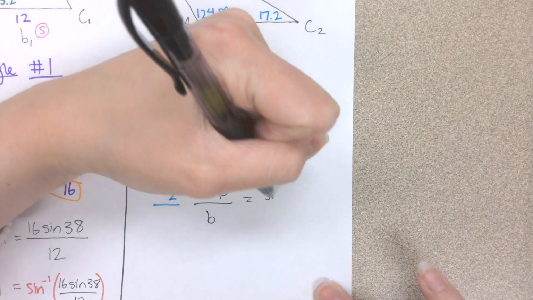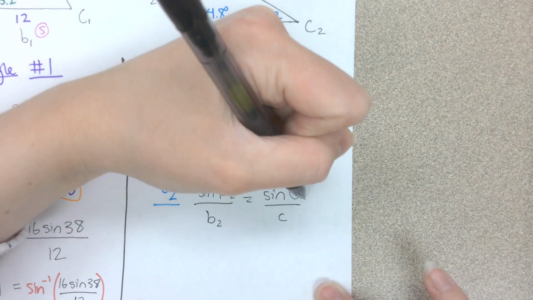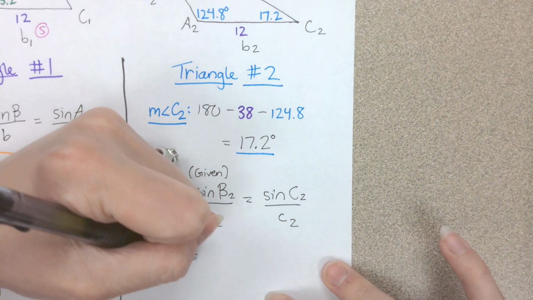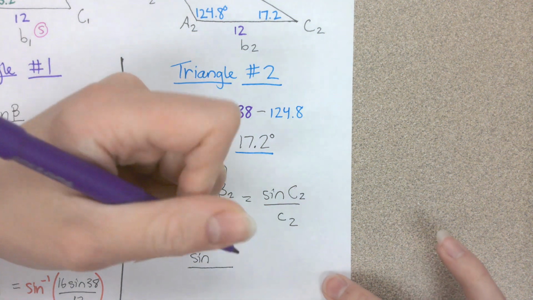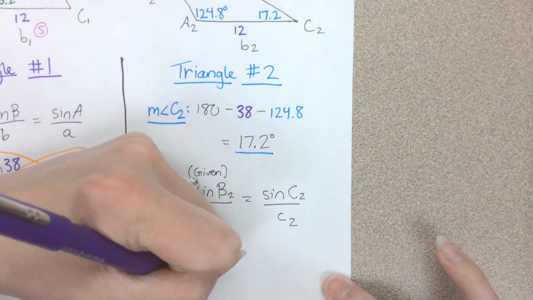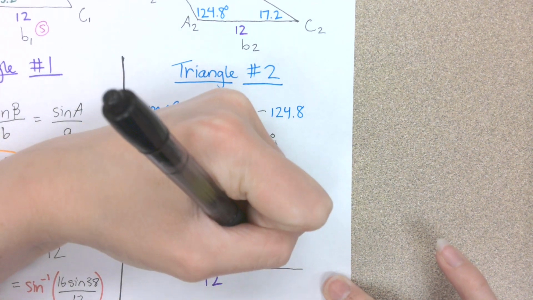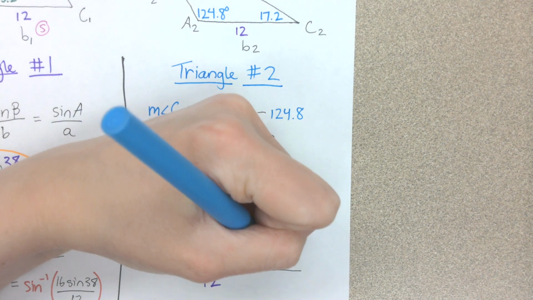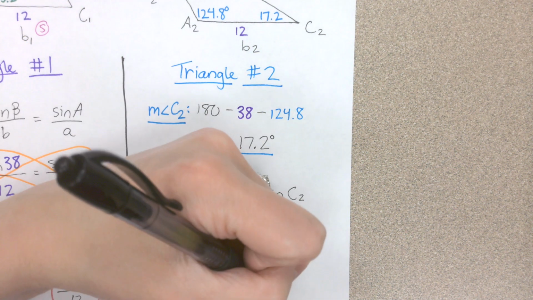And then sine of C over C. I'm going to label these with 2's just to further emphasize I am in triangle 2, not triangle 1. Okay, sine of B, which the B's are the same in both triangles, so I guess that's nice. 38 over 12 equals sine of angle C is 17.2, and then side C, we don't know. We're solving for it.